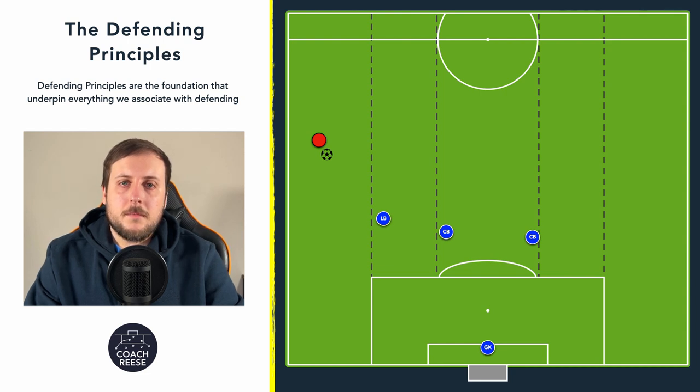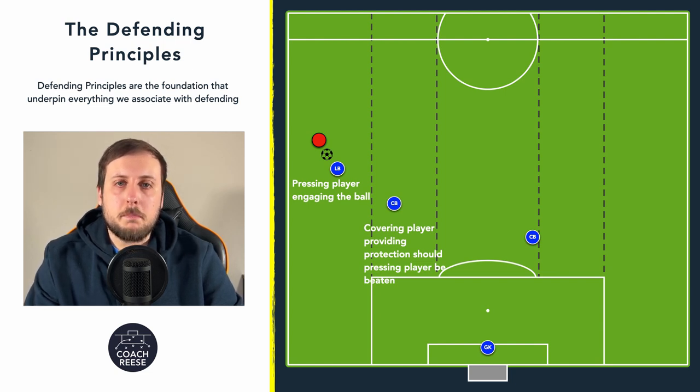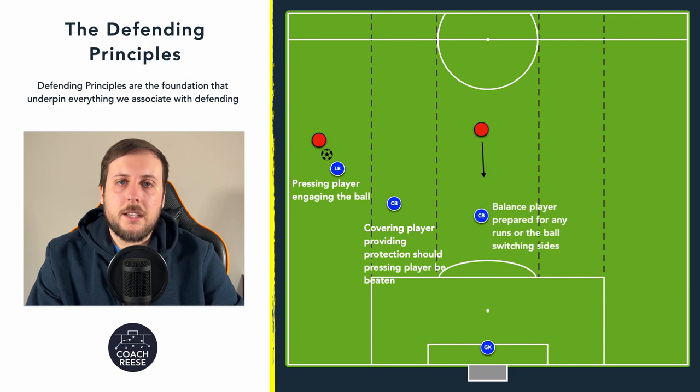So press, we have our player who's engaging the ball. With cover, we have our player who's providing cover to the player who's pressing. This player's there, if the pressing player's beat, the covering player can then engage the ball. And our balance player is providing protection against any runs that might happen from the opposition, or being ready to become the pressing player should the play transfer.